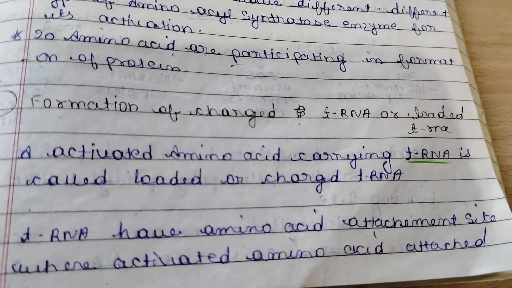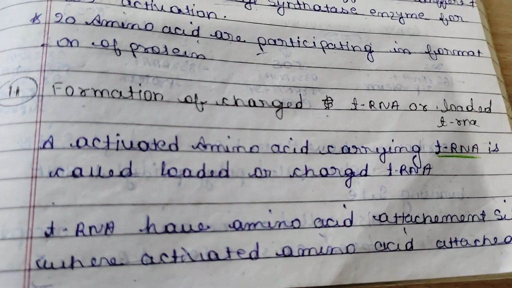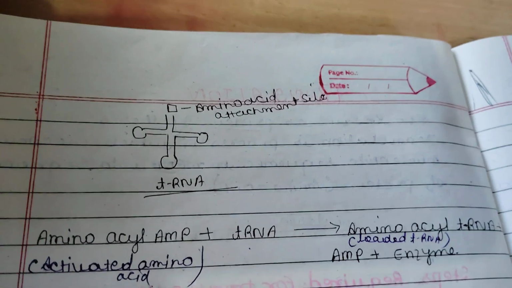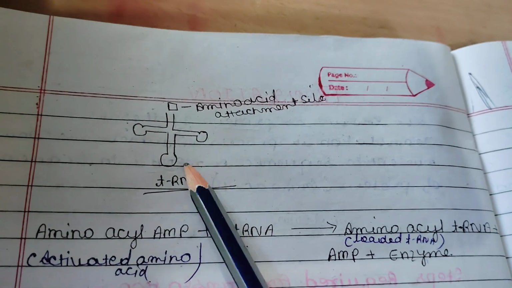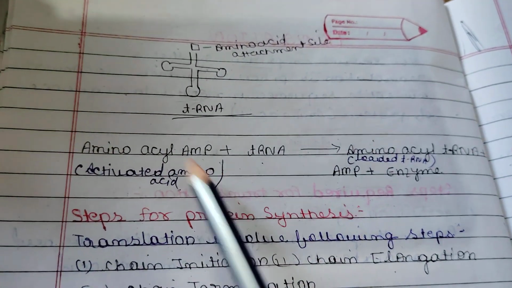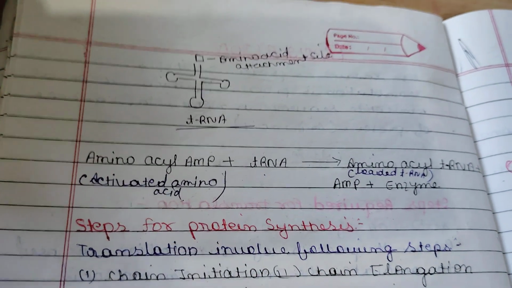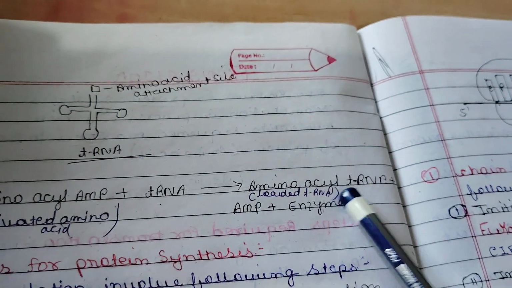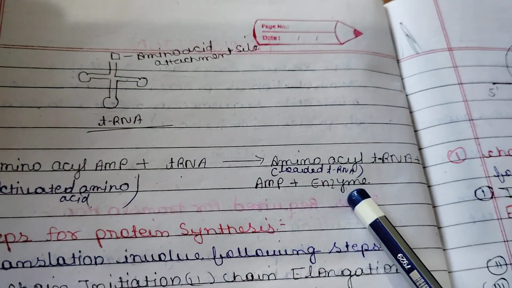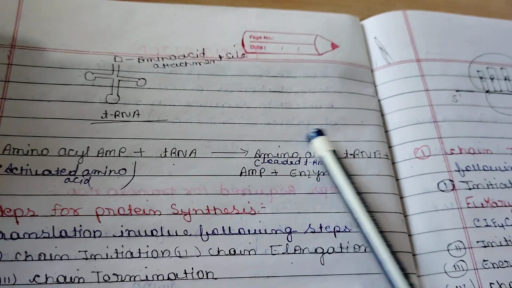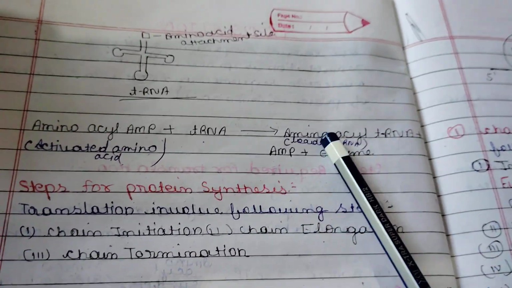tRNA has an amino acid attachment site where the activated amino acid is attached. You can see clearly in this diagram. It is the diagram of tRNA. tRNA has a site where amino acid is attached, and the amino acyl AMP, this is the activated amino acid, plus tRNA then forms amino acyl tRNA, and AMP plus enzyme is also released. This amino acyl tRNA is known as loaded tRNA or charged tRNA.